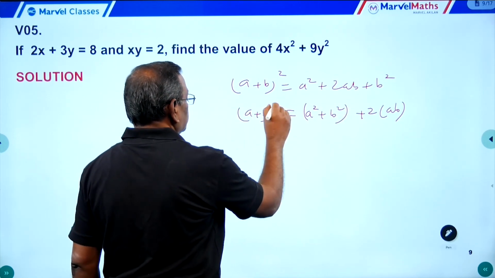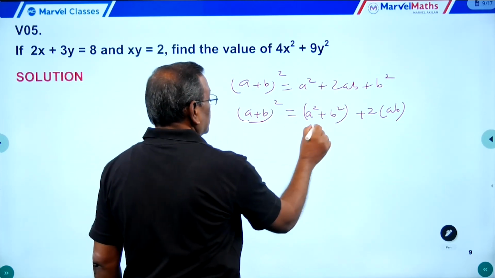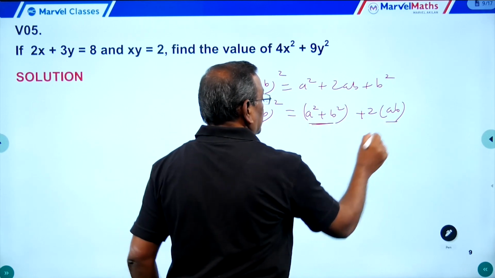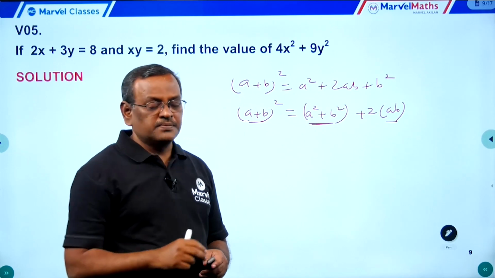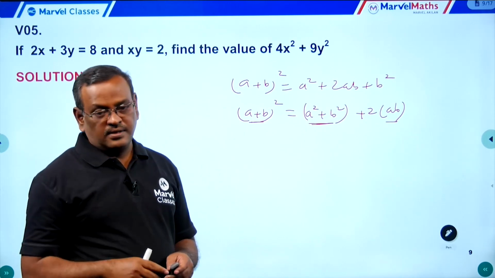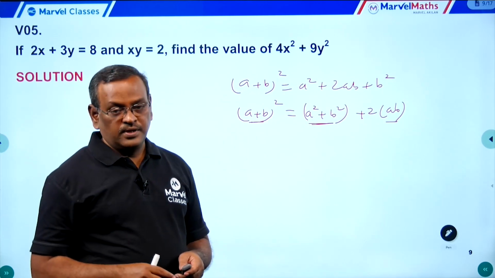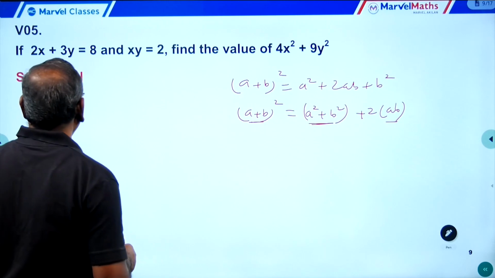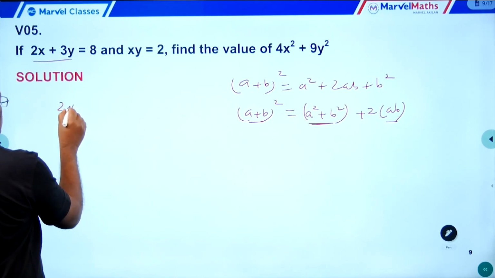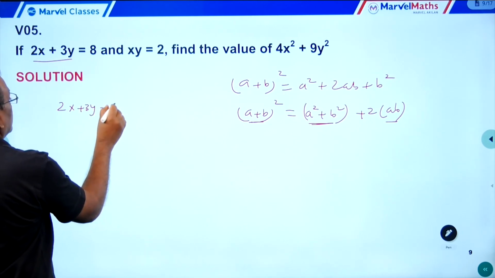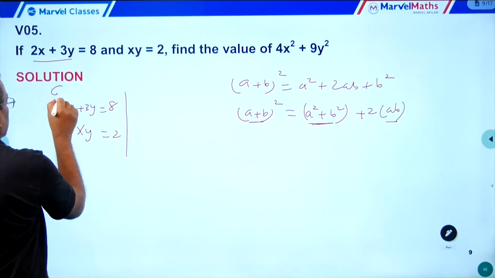So we have three types of expression. One is a plus b, another one is a square plus b square, another one is a into b. If the value of any two expressions are given, you can find the third value. So this pattern is useful to find the value of the numerical. So I have to consider first this expression. So, 2x plus 3y equal to 8, xy equal to 2. This is a given condition, correct?